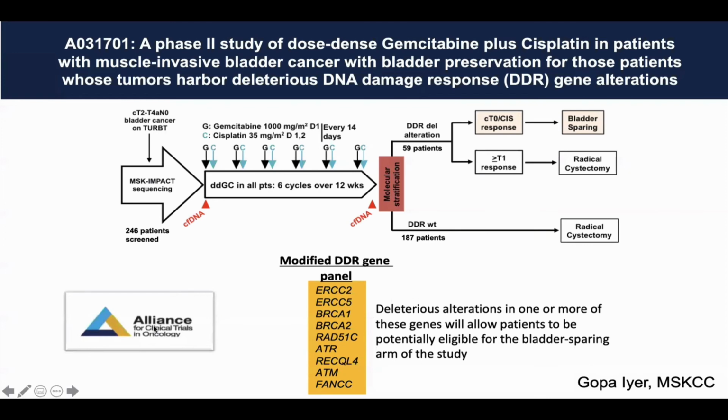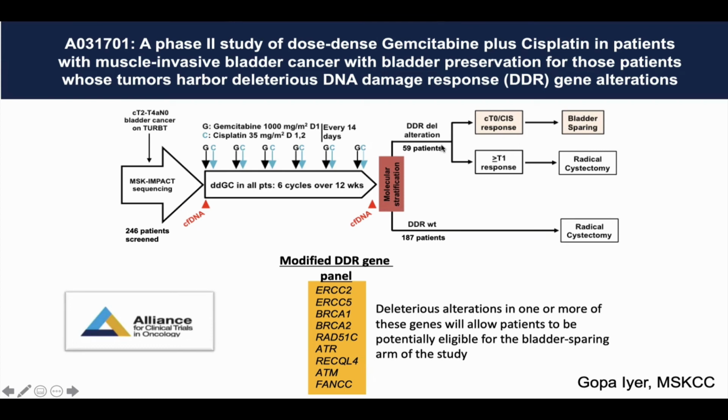This is a cooperative group trial through the Alliance. Gopa Iyer is a medical oncologist at Memorial Sloan Kettering. And they are treating muscle invasive patients with dose dense gem-cis. They can also have other chemo, but this is what they designed it around. They are looking for any one of these 9 DNA damage repair genes, so mutations in these genes. And you see they're different, so RB1 is not here, ERCC2, ATM, and FANC-C are, plus other genes that have not been well validated, I would say.